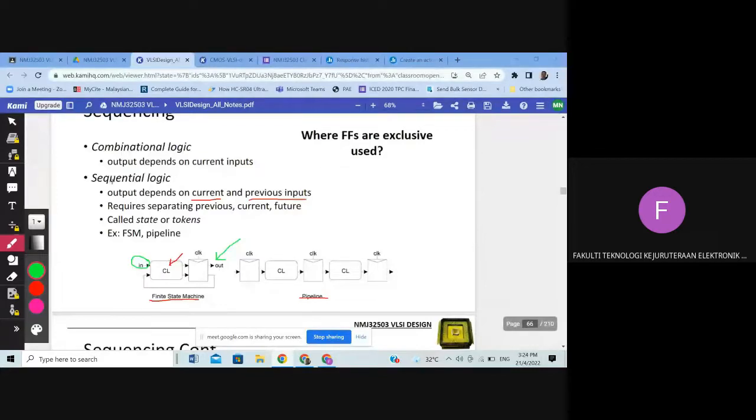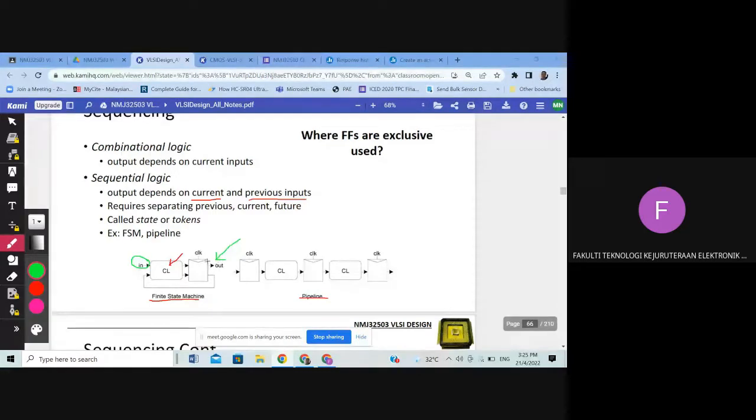So what is actually a sequential circuit? A sequential circuit has elements where the output depends on the current and also the previous input. This is very important. If you define a sequential element, you need to have this keyword. So what is actually current and what is actually previous input? Just look at this example. We have a finite state machine, and the output, which is this one.